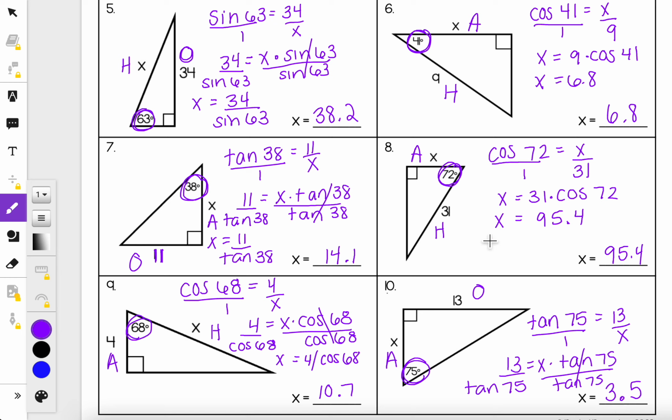So that's kind of your basic introduction to trig ratios and using trig ratios to find a missing side of a right triangle.